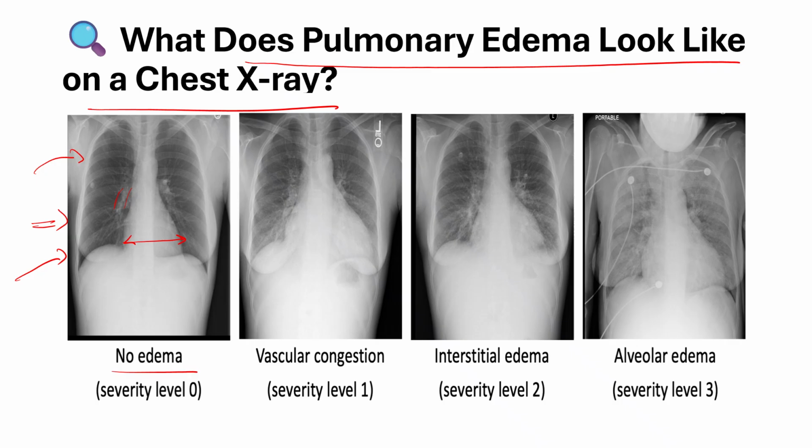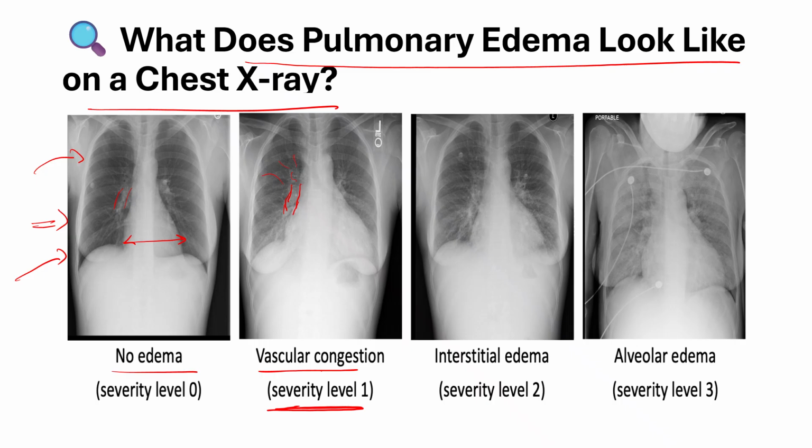Now, if we move to the next stage, which is severity level 1, there is some vascular congestion going on. Let me show you exactly what we are talking about here. If you look near the hilum, you can see some congestion of the pulmonary vessel compared to the previous X-ray. There is some congestion, especially in the upper lobe, and you can see that mild cephalization is also happening here.